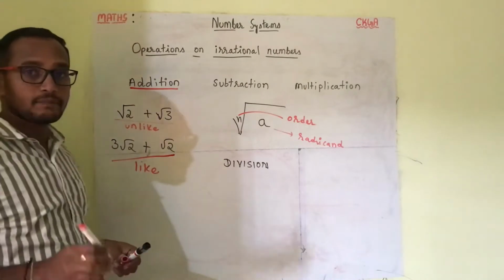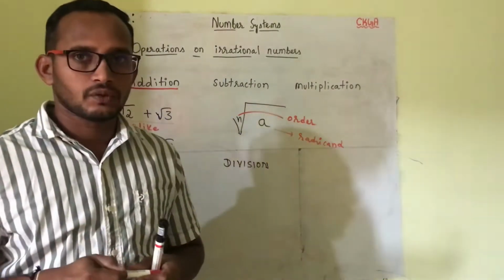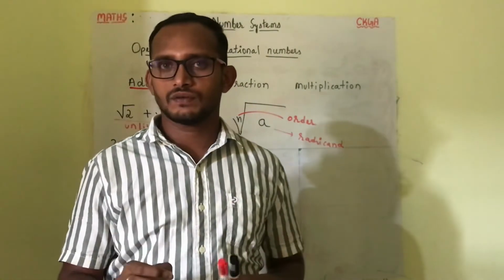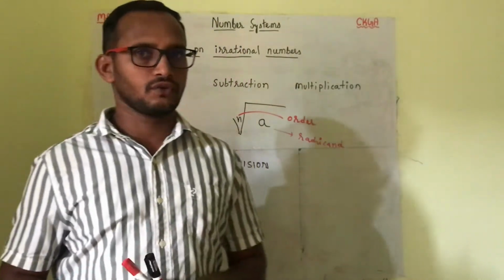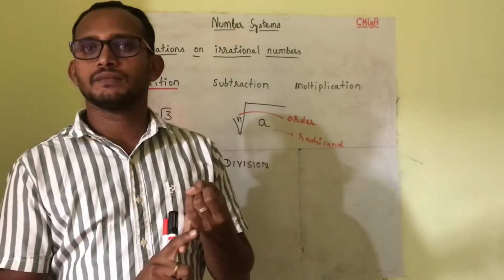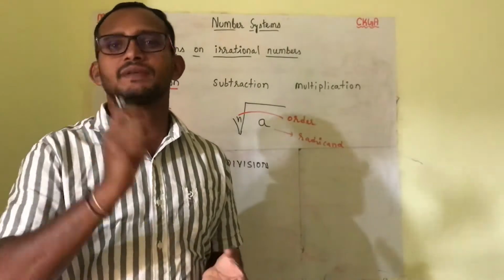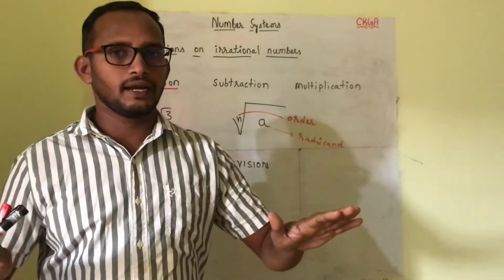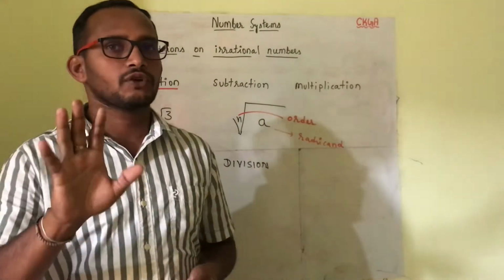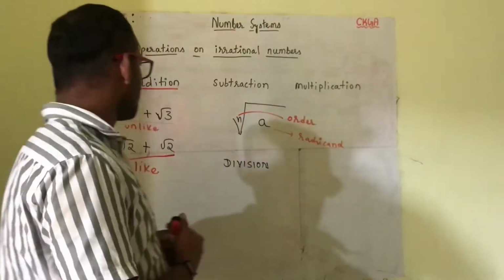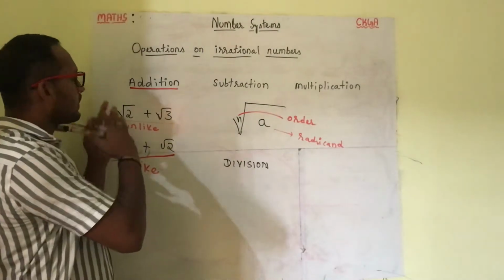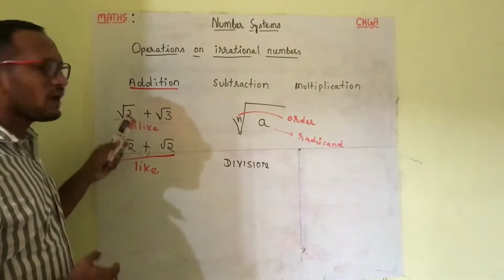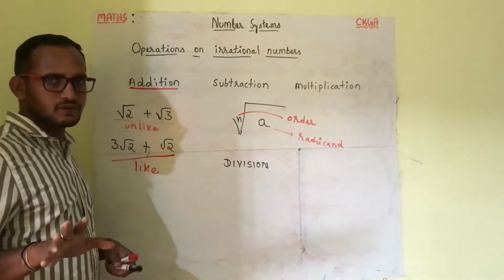Finally I am making a statement. Please record these points for your future reference and don't forget it. Like irrational numbers can be added and can be subtracted. Unlike irrational numbers cannot be added and cannot be subtracted. You have to keep them as they are. Now I need to have root 2 plus root 3. You can't do anything with root 2 plus root 3. Just keep them as they are.